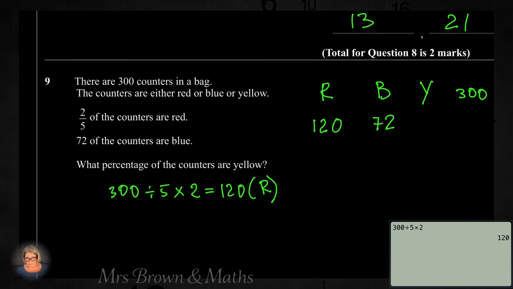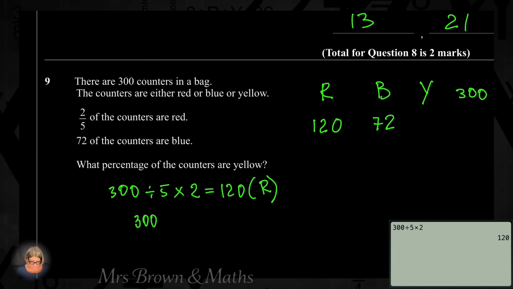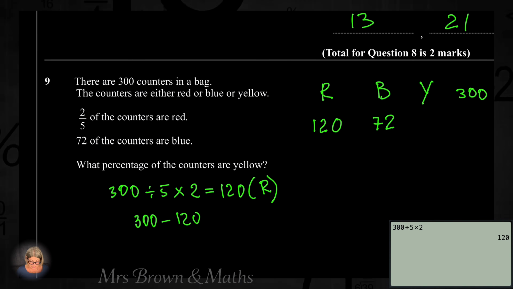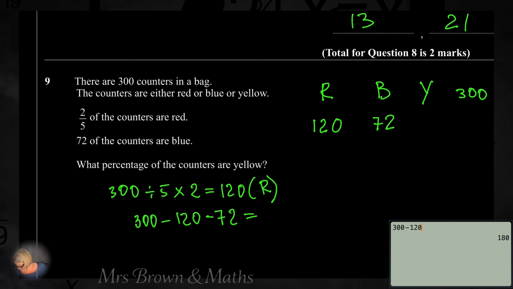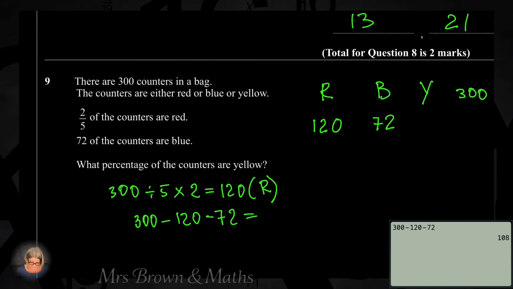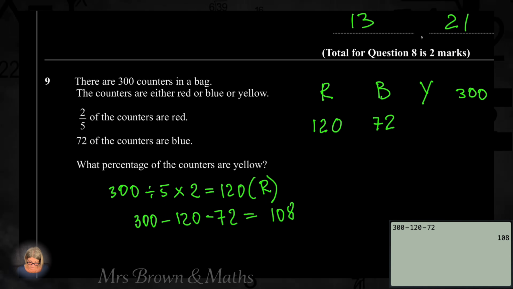Right, how to work out the amount of yellow counters? 300 minus 120 minus 72, which is, again, use your calculator. So 300 minus 120 minus 72 is 108. That is yellow, and I will put it here.